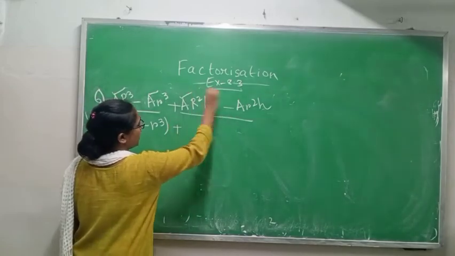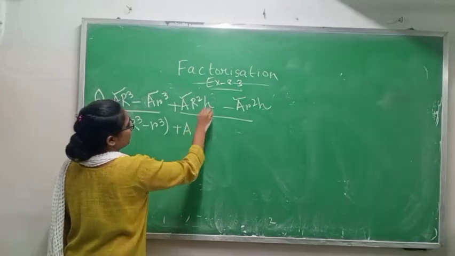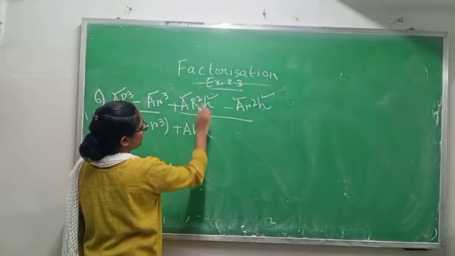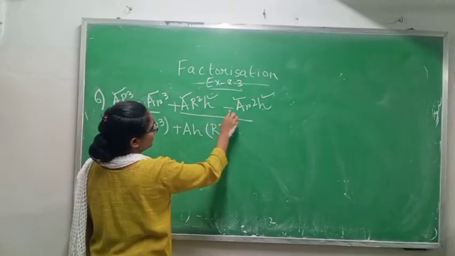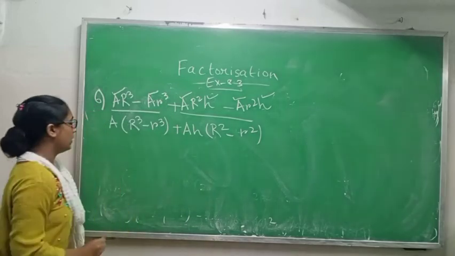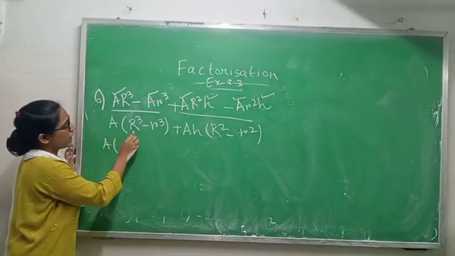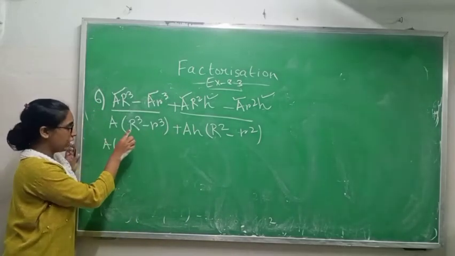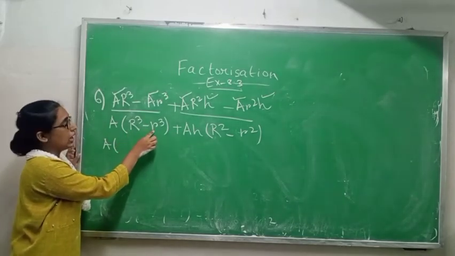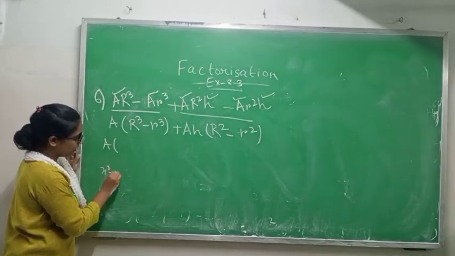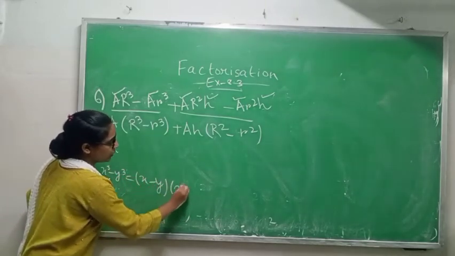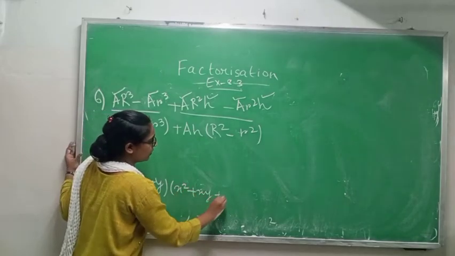Now what is common? A is common, write A. Then h is common, write h. Now what is left? Capital R square minus small r square. The sign will not change because we have plus. Now you know the formula of x cube minus y cube. In place of x here we have capital R and in place of y here we have small r. So the x cube minus y cube formula is x minus y, then x square plus xy plus y square.